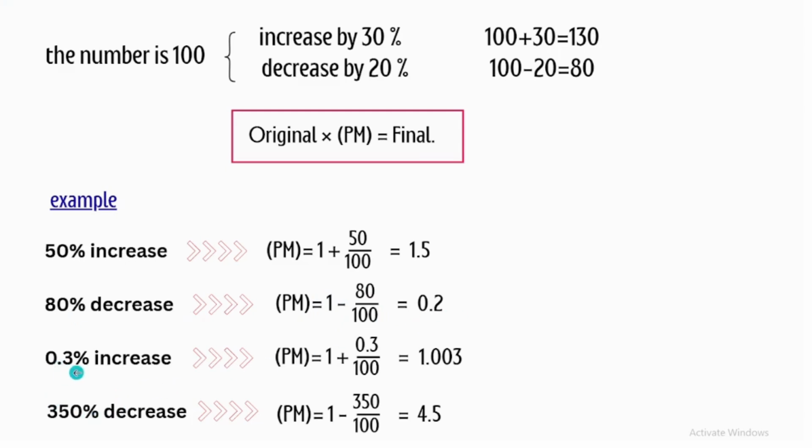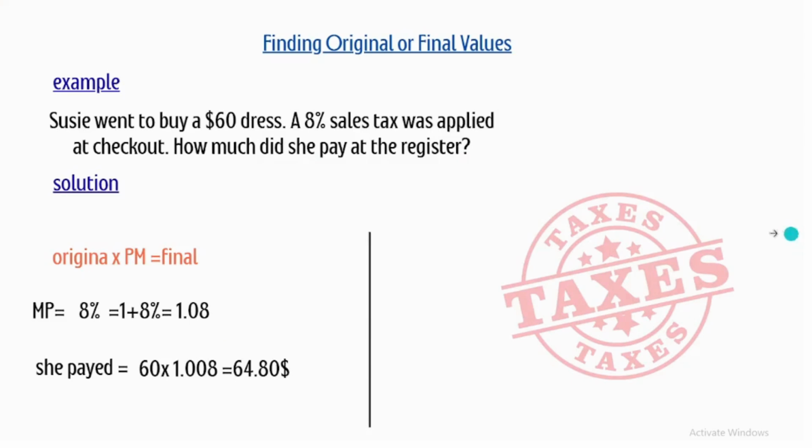This is 0.3% increase. This is an increase, so it is plus, and I will add to 1. This is a 350 decrease, so I will subtract. 1 minus 350 over 100. We have to memorize this very carefully. Original times the percent multiplier equals final. We will use it a lot.